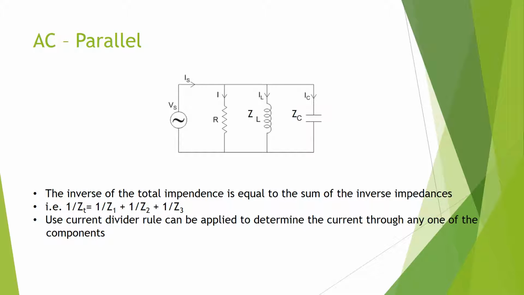This picture shows an AC circuit with a resistor, an inductor, and a capacitor set up in parallel. Since they're in parallel, the inverse of the total impedance is equal to the sum of the inverse impedances. The current divider rule can be applied to determine the current through any one of the components.